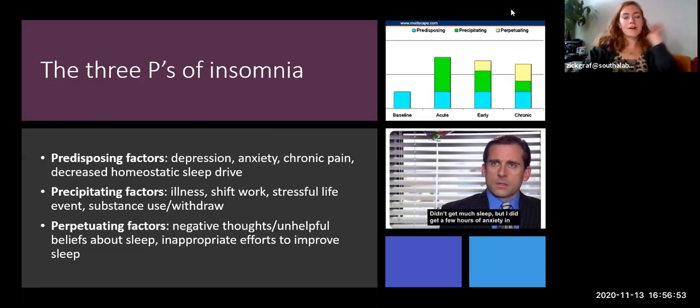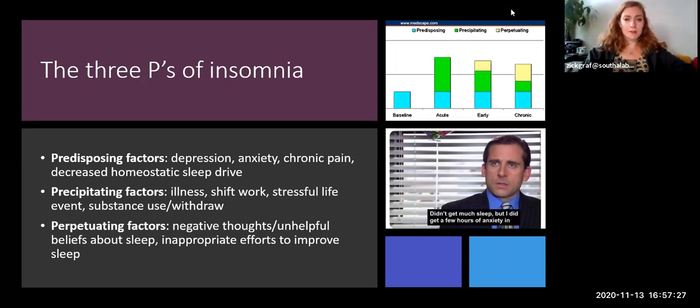Predisposing factors only lead to insomnia in the presence of precipitating factors. So this is like an acute event that disrupts sleep for an extended period of time, long enough that it starts to interfere and long enough that it starts to happen like 3 times a week and cause things like excessive daytime sleepiness, fatigue, or anxiety. And these can be things like having an illness, like if you just had a really bad cold and couldn't sleep because you were coughing. It can be things like shift work, so your work schedule changing so that your sleep patterns change and that makes it hard to fall asleep. It can be a stressful life event that has you up all night worrying.